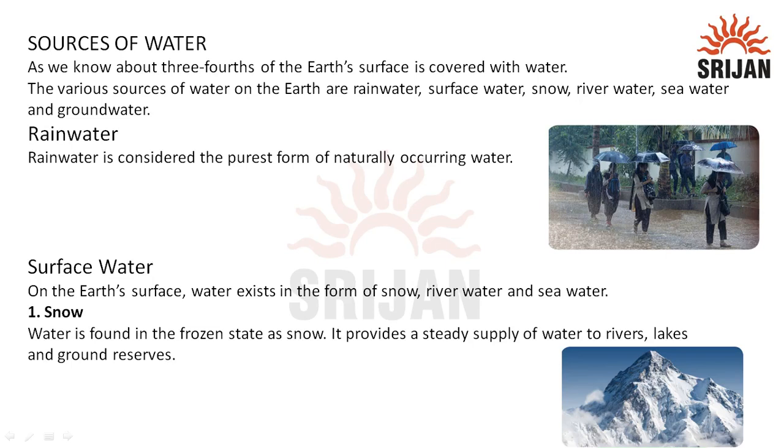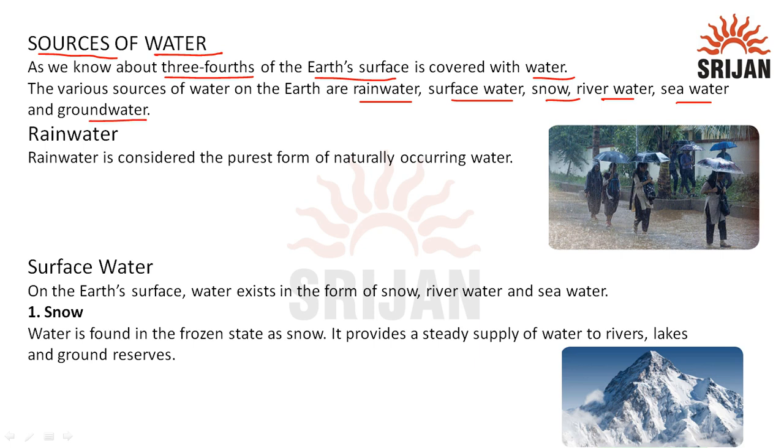In this video, we will learn about the topic sources of water. As we know, about three-fourths of our earth's surface is covered with water. Now we will see what the various sources of water present on the earth are, that is, rainwater, surface water, snow, river water, sea water and groundwater.